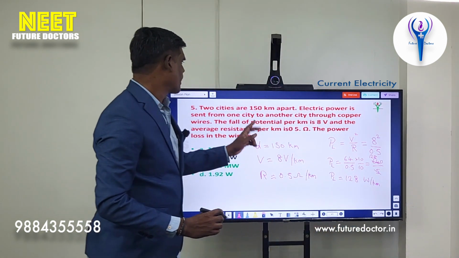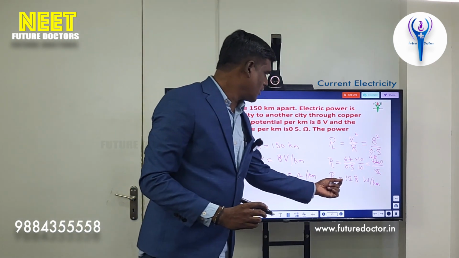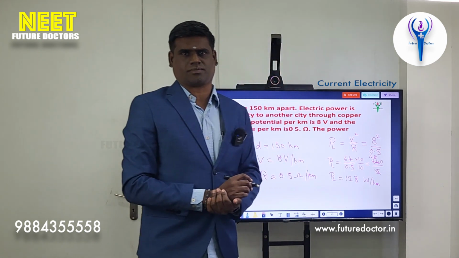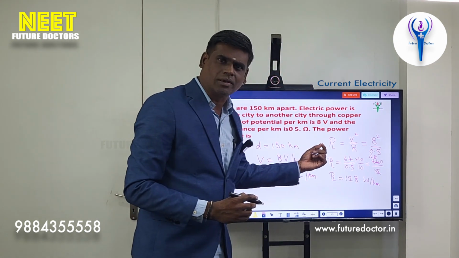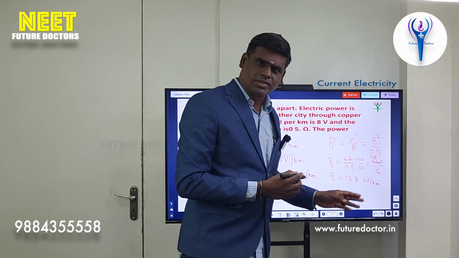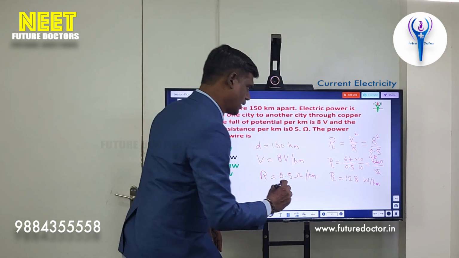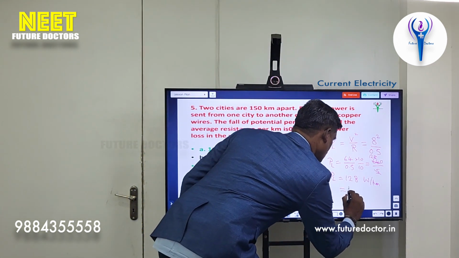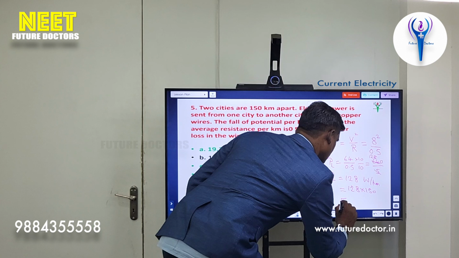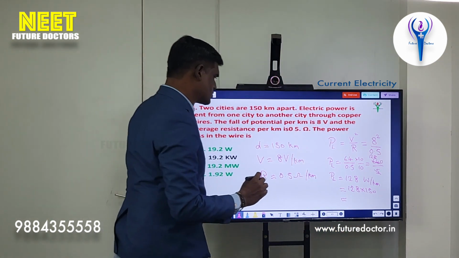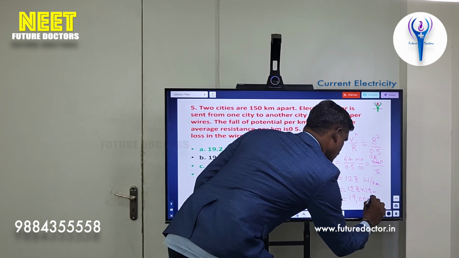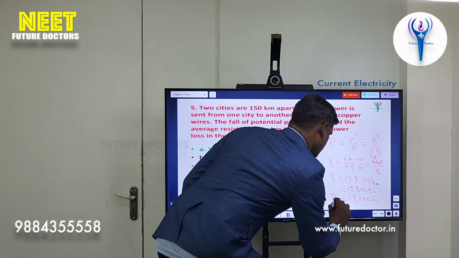Now the question is for 150 kilometers. The power loss for 1 kilometer is 128 watts. Then for 150 kilometers, do we multiply by 150 or divide by 150? No, multiply by 150. So that is equal to 128 into 150, which gives 19,200 watts. This is the power loss.